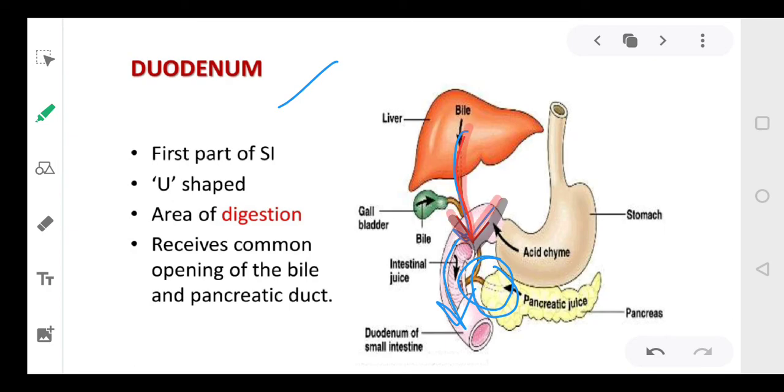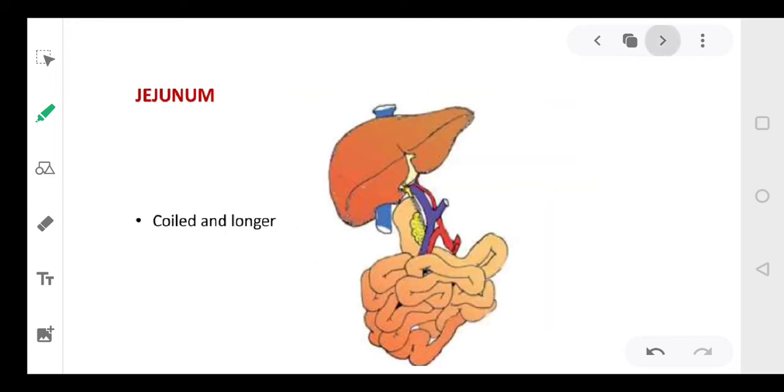Your bile duct is here, and secondly it is the pancreatic duct. So दोनों तरीके से हमारी वो आ रही है, and it will open into the duodenum. So duodenum is the first part of small intestine, जहाँ पर आपकी bile duct and hepatic duct, they both are opening into it. Jejunum, ये extensively coiled है, longer है.